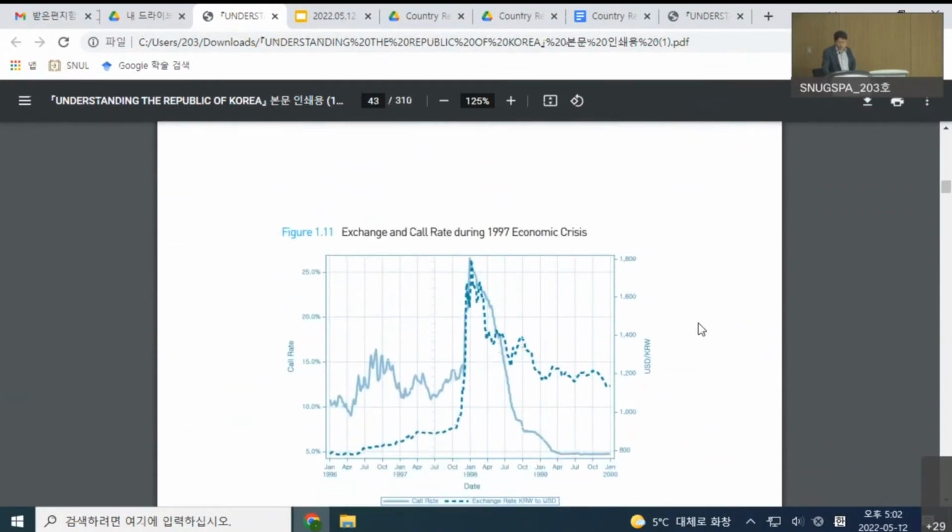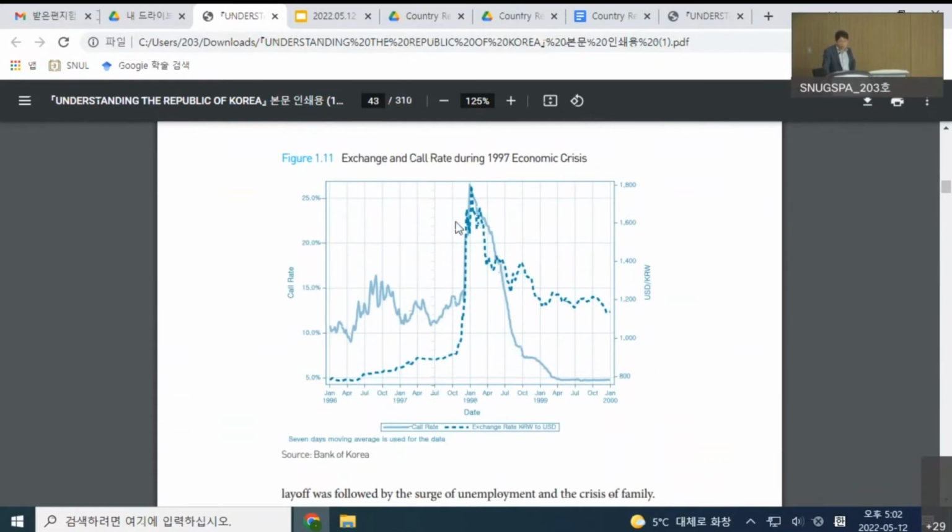The major challenge was not because of debts, but because of the financial system. Here, the interest rate surged up to almost 25%. Can you imagine that? This increase of the interest rate happened in a very short time. And this dashed line shows the exchange rate, which went up to 1,800 Korean won per dollar, which is very high. So the Korean won was depreciated too much. This means it was a financial crisis, not a crisis because of weak industries or weak economic systems.